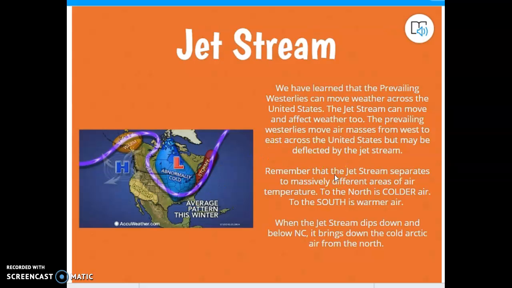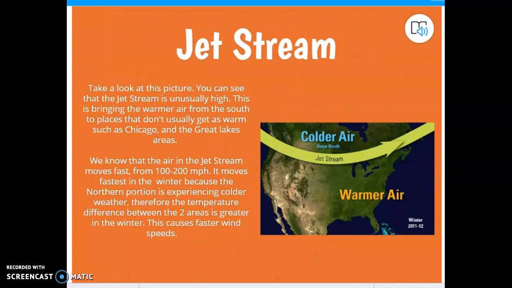The jet stream separates two massively different areas of air temperature, two different air masses, so cold and warm air masses. In the winter, when this air mass happens to be a little bit colder, we happen to have faster winds in the jet stream. If the jet stream, we said this when we were looking at our map, dips down below North Carolina, it brings cold Arctic air with it. And we understand that. That makes a lot of sense to us.